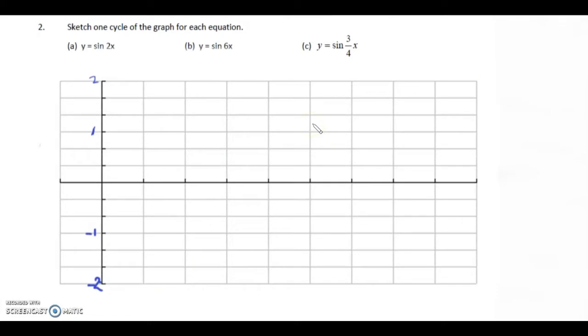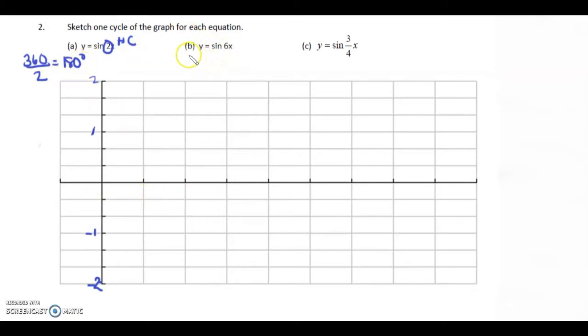Okay, so number 2, sketch one cycle for each graph for each equation. When I take a look at this, I know that there's a horizontal stretch or compression. What that means to me is that the period is either getting longer or shorter. So this is a horizontal compression. Usually our period is 360, but this time it's only 180. So we're going to do a full cycle in 180 degrees.